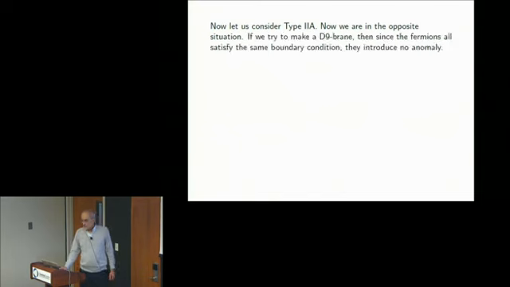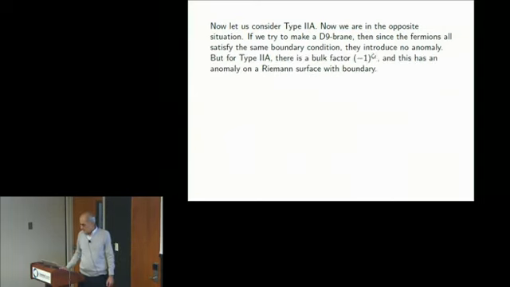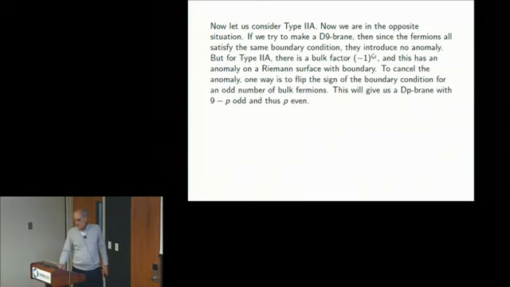Now we're in the opposite situation. If we try to make a D9 brane, since the fermions all satisfy the same boundary condition, they introduce no anomaly. But we have a problem anyway because there's a bulk factor (-1)^ζ, and this has an anomaly on a Riemann surface with boundary. So what are we going to do about it?